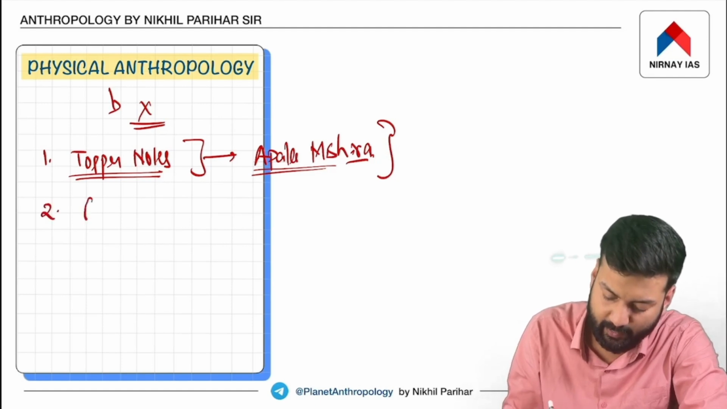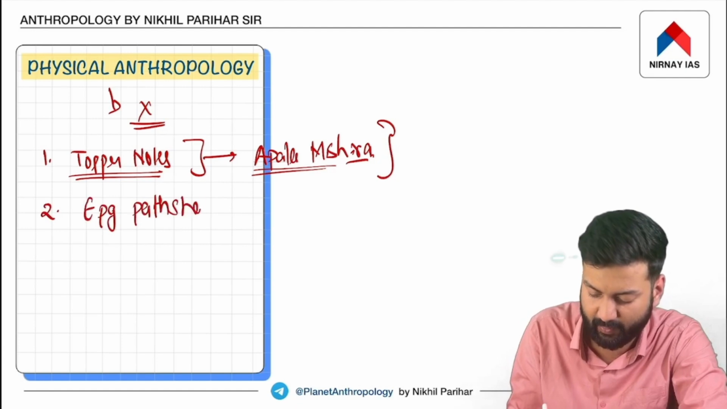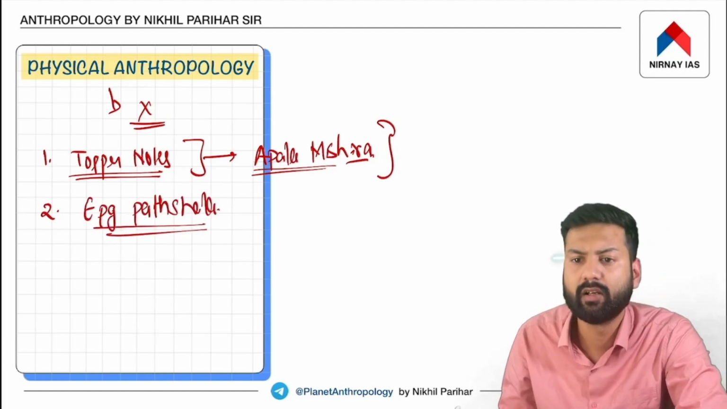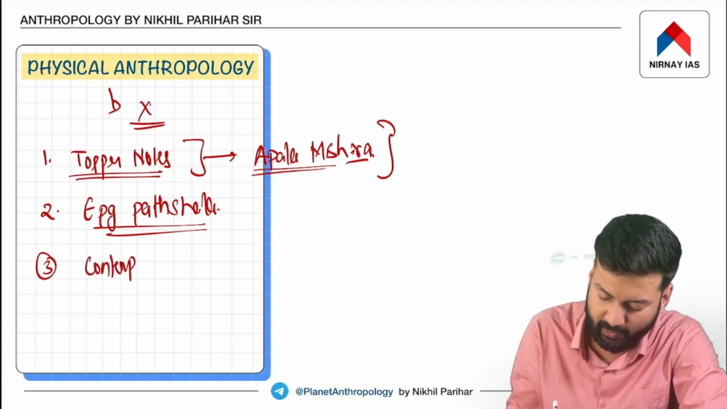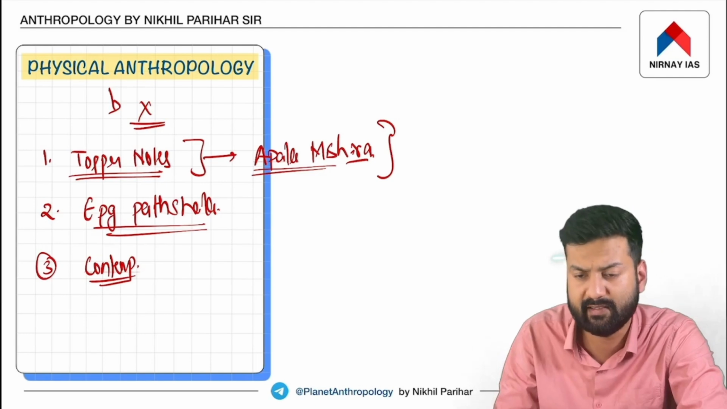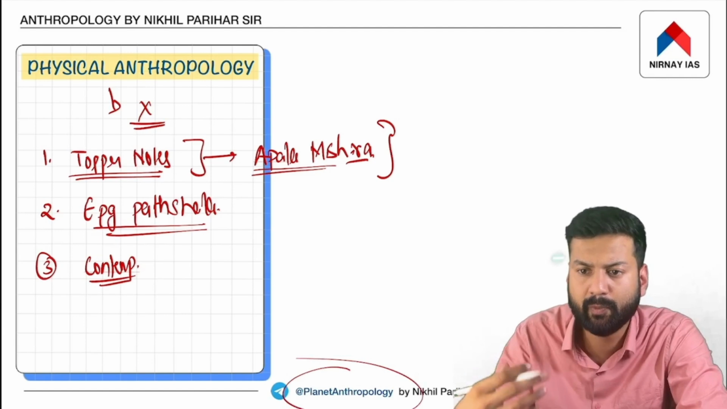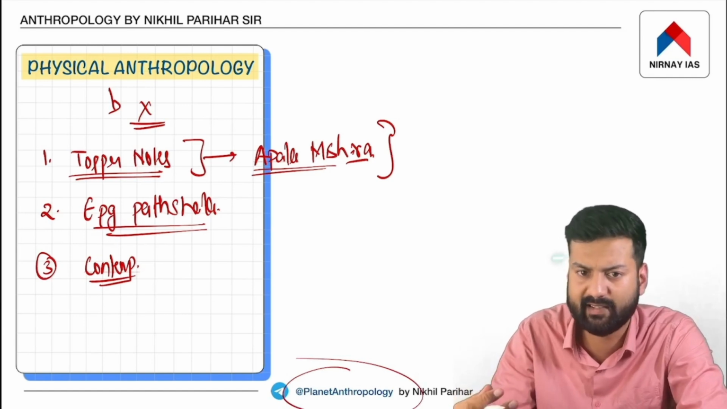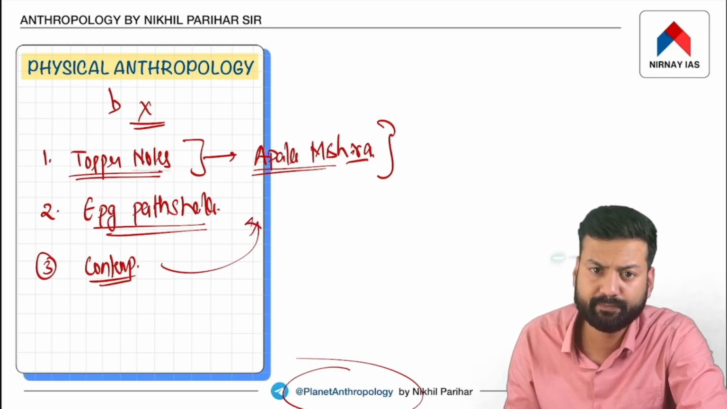The second thing is that you have to refer to EPG Pathshala, unit wise, right? The third thing is any other contemporary development with respect to biotech or genetics that is happening. You can read it in your GS3 Science and Technology, or you can follow this particular Telegram channel wherein we'll be posting the links of any development that is happening. You can do value addition. This is for physical anthropology.